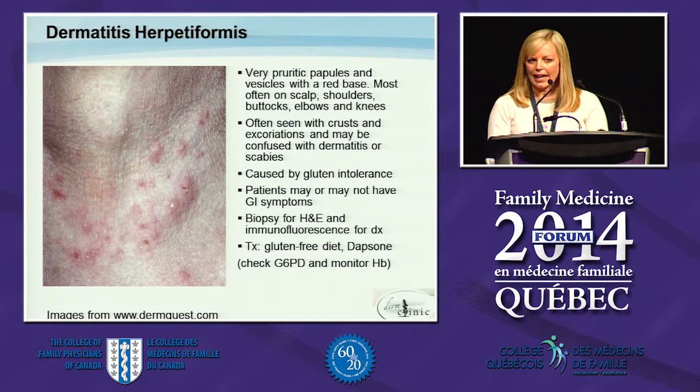They don't necessarily have any GI symptoms related to gluten intolerance. And a biopsy is quite specific for this diagnosis. And again, if you can do immunofluorescence, it's also helpful. The treatment is a gluten-free diet, and dapsone is often required as well. Just a reminder, if you ever prescribe dapsone, to check the G6PD first and monitor their hemoglobin.